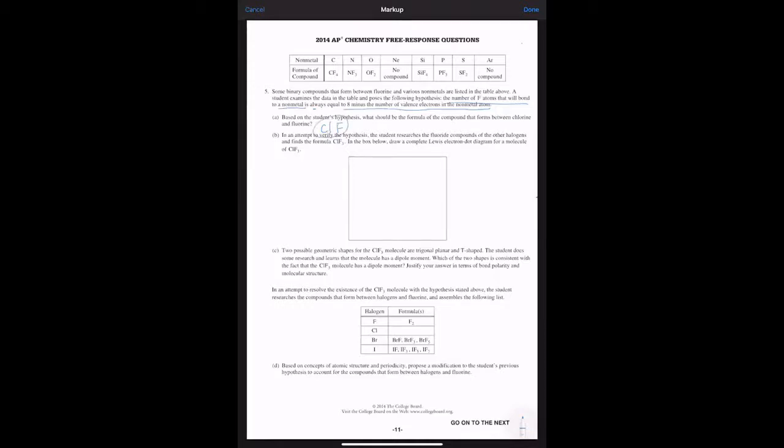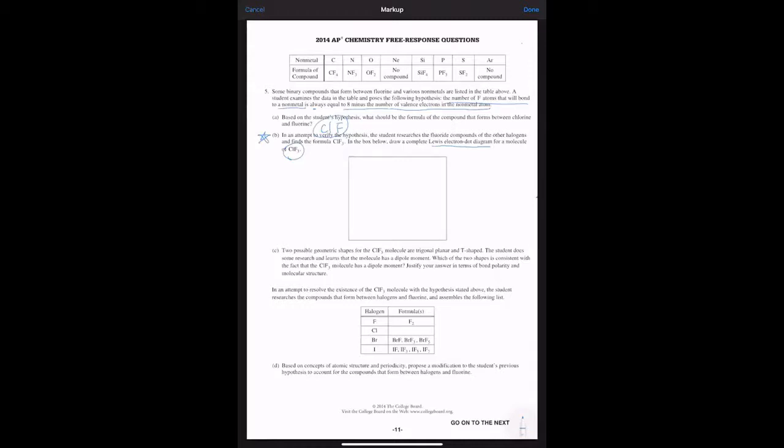For question B, write the Lewis electron dot diagram for the molecule ClF3. For this one, you need to be familiar with the procedures of how to write the Lewis structure. We have practiced this a lot before. Here I want to go over it with you again, because this is a very important topic. Here I give it a star, so this is an important topic.